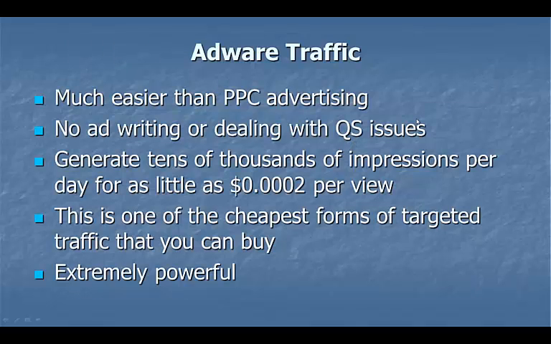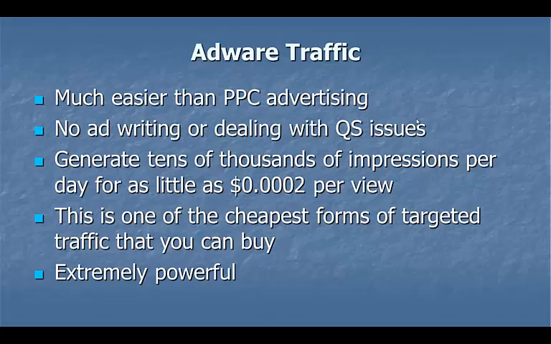Now, with adware traffic, the reason why it's so lucrative is it's much, much easier than pay-per-click advertising. I talked about pay-per-click advertising in the first module. It's very specific. It's very targeted. But with PPV traffic, it's much easier because there's no ad writing involved or dealing with quality score issues. If you remember from Module 1, I did talk about the quality score issues with Google and MSN, and you've got to get past that. But with pay-per-view traffic, there's no ad writing, and if you're not creating any landing pages, you can directly link right through your affiliate URL to whatever CPA offer you want to promote.